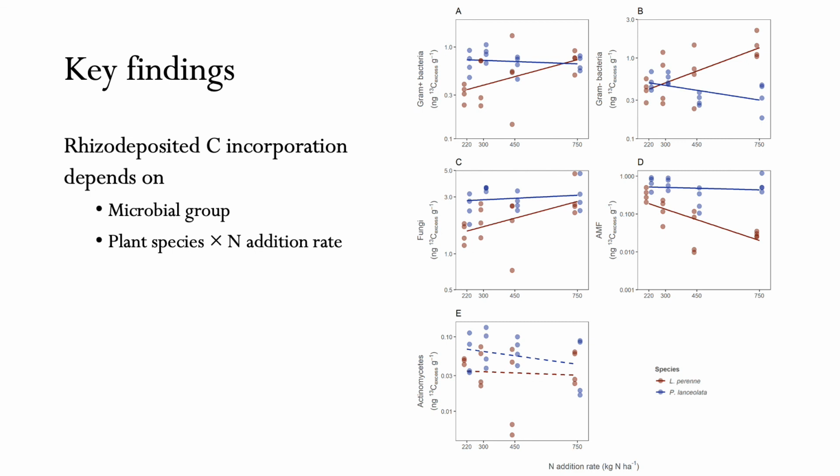And this is a similar pattern for all of the microbial groups, where the response in microbial uptake of rhizodeposited carbon to this increasing rate of nitrogen addition is much less pronounced for plantain than for the ryegrass. What I mean with that is that the slope of these lines that I'm showing there is often much steeper for the red line, so for the ryegrass, than for the plantain, where it is much less affected. So this synergistic effect between the plant species and the nitrogen addition rate can have significant consequences for carbon cycling.